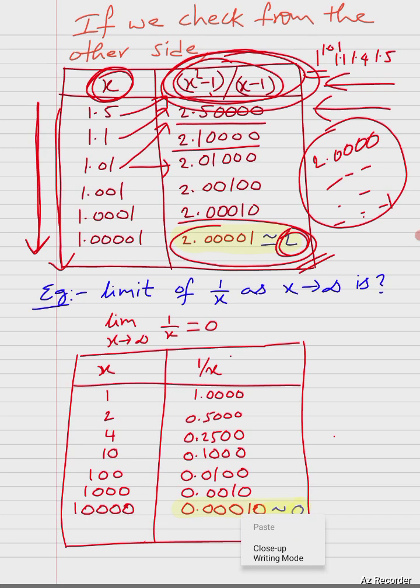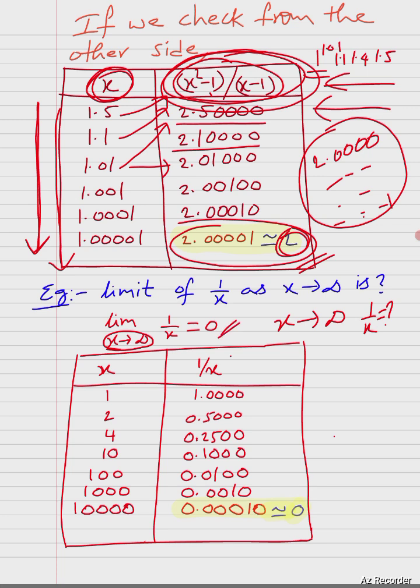Now what does it mean, x extends to infinity? That means as x approaches infinity, what is the value of 1 by x? That is actually 0, which we are going to verify now.